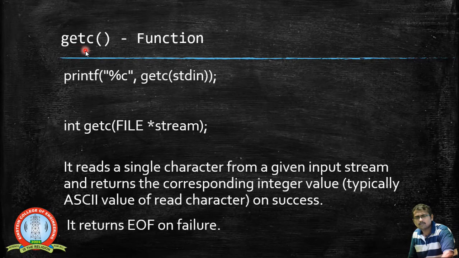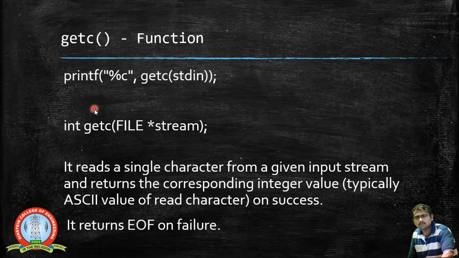This getc function will read a single character from the file, meaning the stream we provide here. If you mention a file stream, it will read characters from the file stream, and if you give stdin, it means the standard input stream is given, and it returns the character as an integer value, meaning the corresponding ASCII value of that character. As per the example given here, I am reading a character from the standard input and printing the same character using a printf statement.